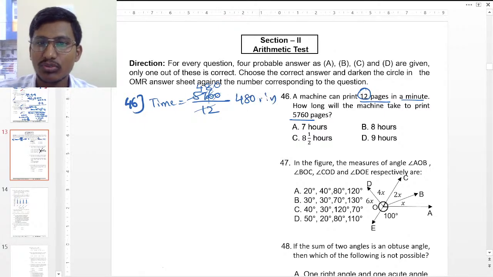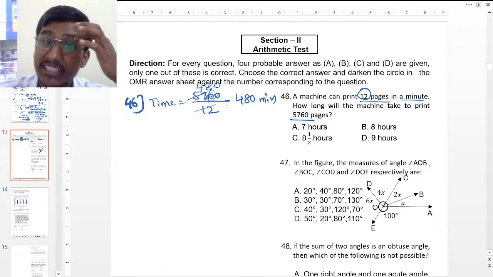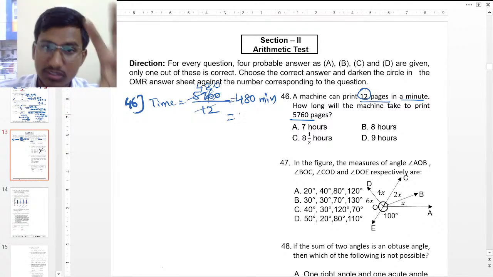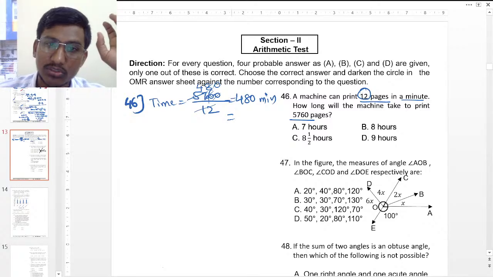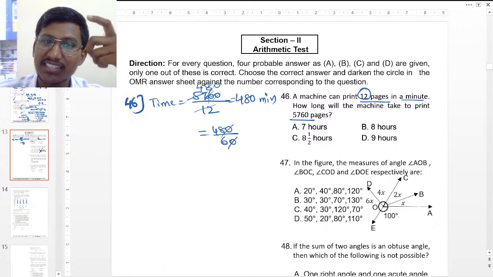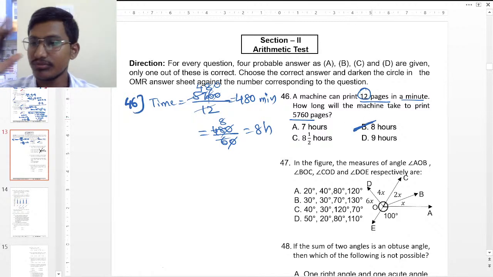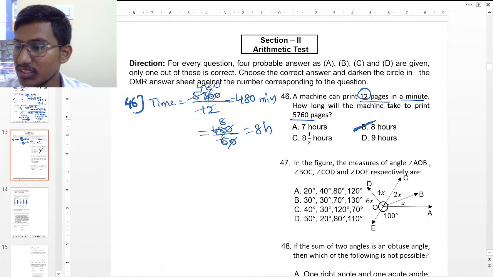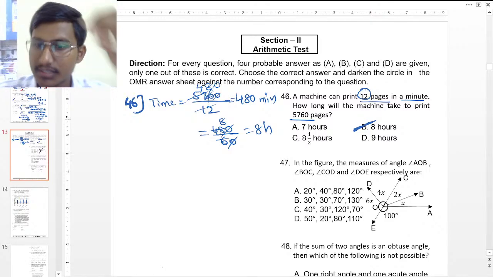480 minutes. So 480 minutes means how many hours? Tell me. If you want to convert to hours, you have to divide by 60. So 480 divided by 60, the 0s cancel. 6 8s are 48. So it will be 8 hours. So the answer is option B for the 46th question.